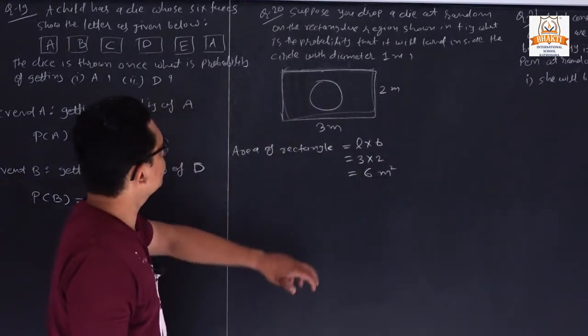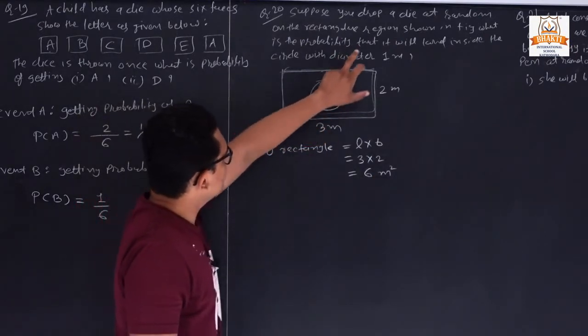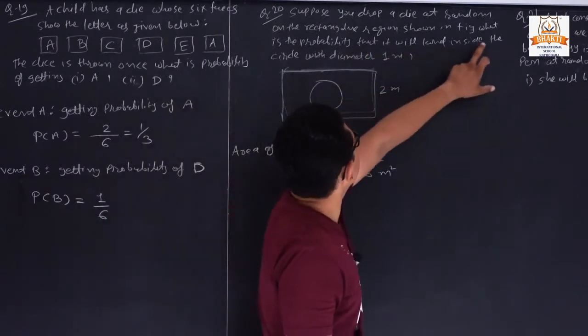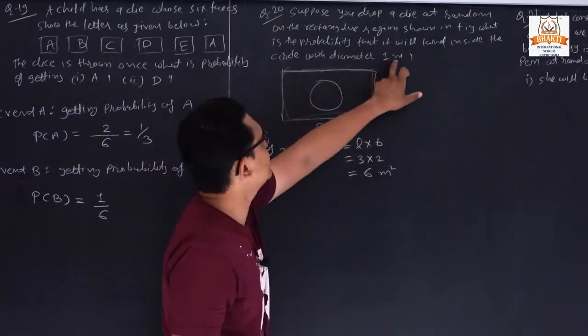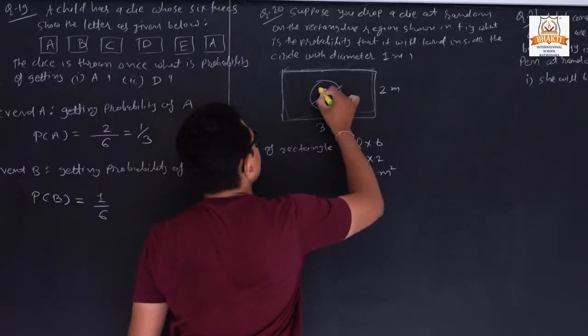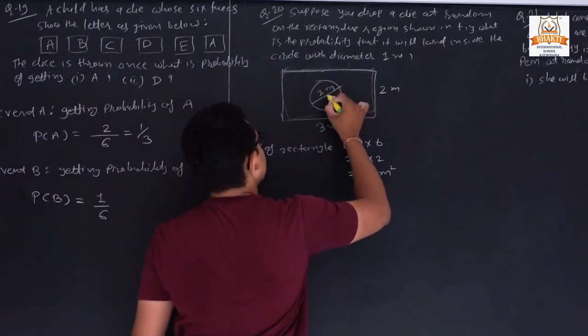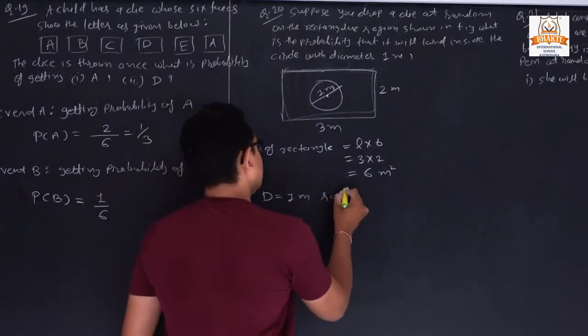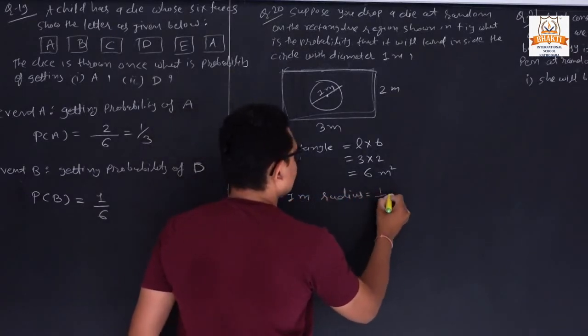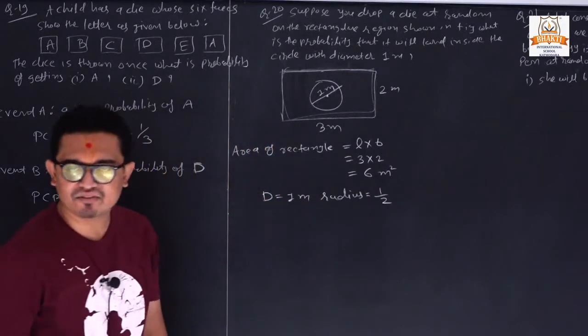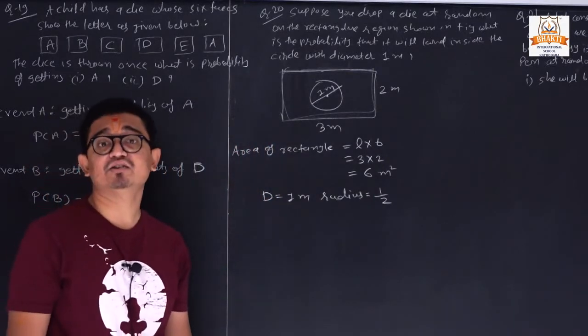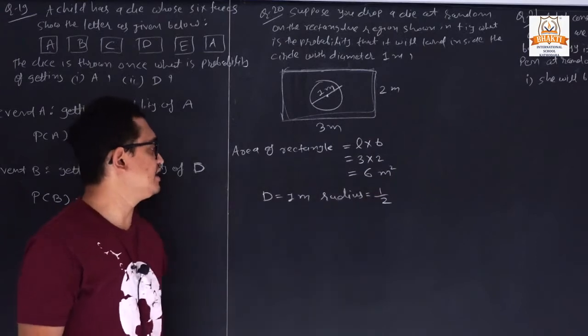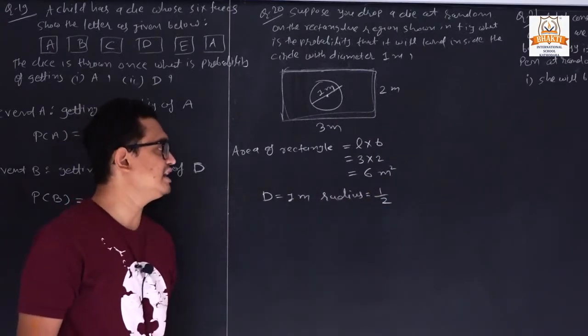Now next, the die will land inside the circle with a diameter of 1. So the diameter is given as 1 meter. What is its radius? If the diameter is 1, the radius is equal to 1 by 2. Clear? It is half of the diameter. So the radius is 1 by 2 meter.